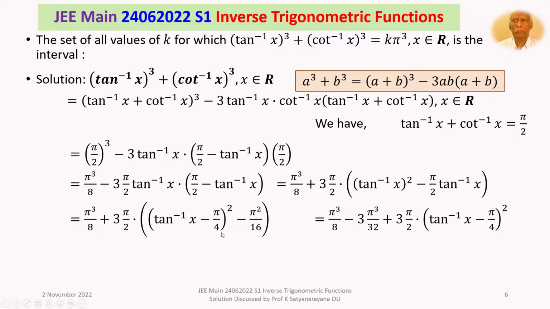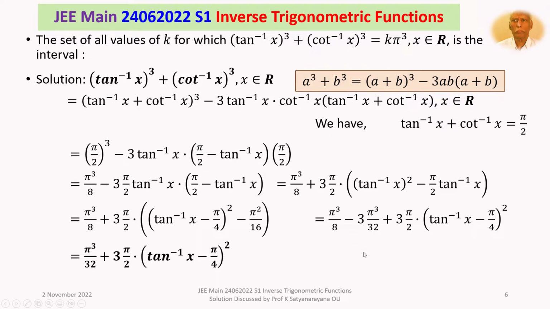Now 3 pi by 2 multiplied by minus pi square by 16 will be equal to minus 3 pi cube by 32 plus 3 pi by 2 into (tan inverse x minus pi by 4) whole square. That means this term we have taken out and written outside. Now when you simplify pi cube by 8 minus 3 times pi cube by 32, you will get pi cube by 32 plus 3 pi by 2 into (tan inverse x minus pi by 4) whole square. So the given (tan inverse x) whole cube plus (cot inverse x) whole cube is equal to pi cube by 32 plus 3 times pi by 2 into (tan inverse x minus pi by 4) square.